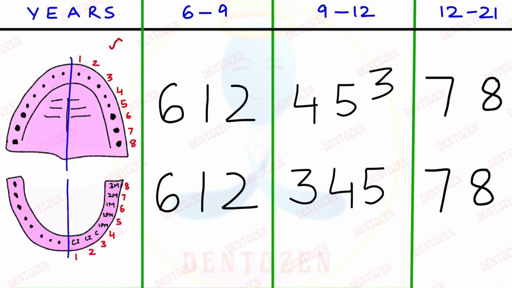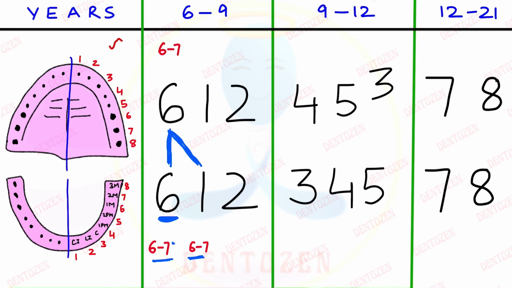Now let's see how to know the eruption timings. Again, let's follow a sequence, that is, follow a curve. The first tooth to erupt is the mandibular permanent first molar at 6 to 7 years. Following it is the maxillary permanent first molar, 6 to 7 years. Following that is the mandibular central incisor, again at the same age, 6 to 7 years. So 3 teeth erupt at the same age, following this curvature, 6 to 7 years.